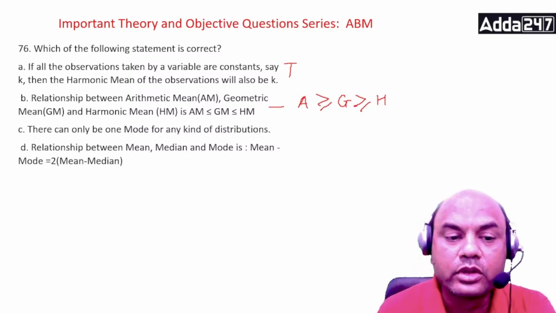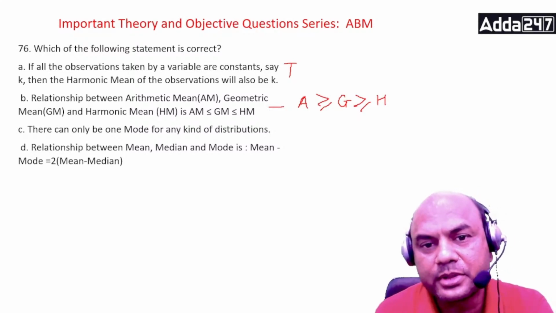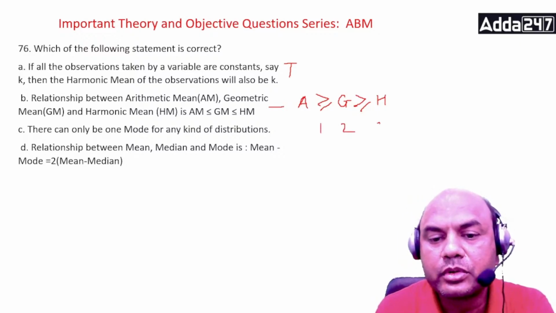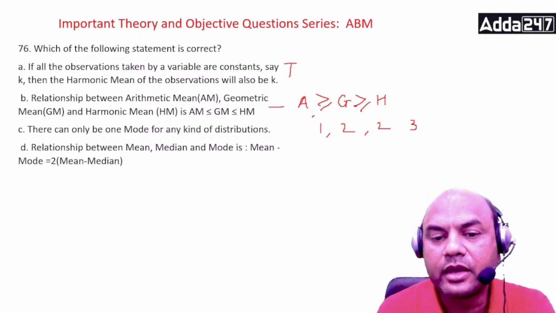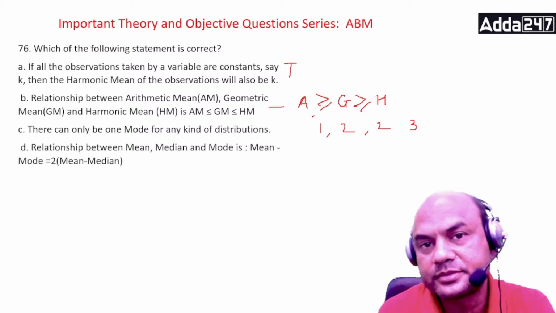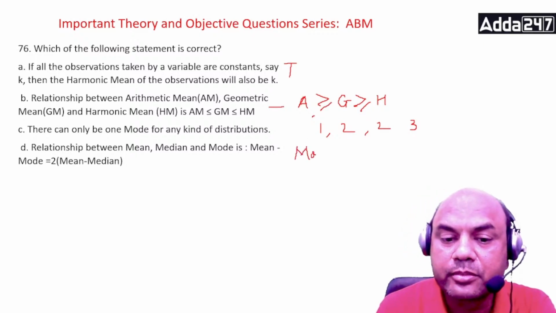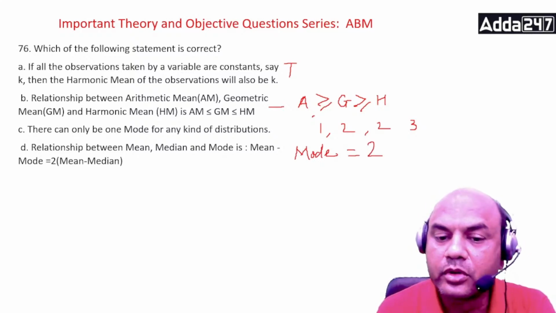There can only be one mode of any kind of distribution. That is wrong. There can be many modes. I'll give you an example. Suppose I have 1, 2, 2, 3. These are the four numbers. Now what is the mode? Mode means which occurs the maximum number of times. So who is occurring maximum number of times? 2. So the mode here is 2.